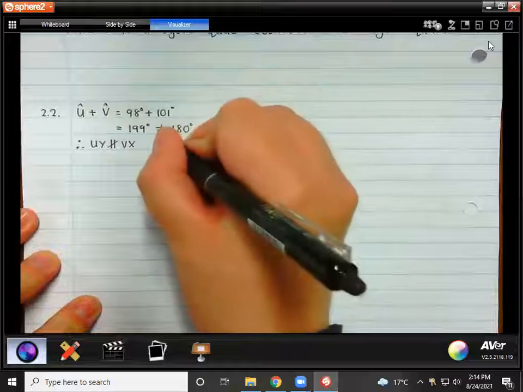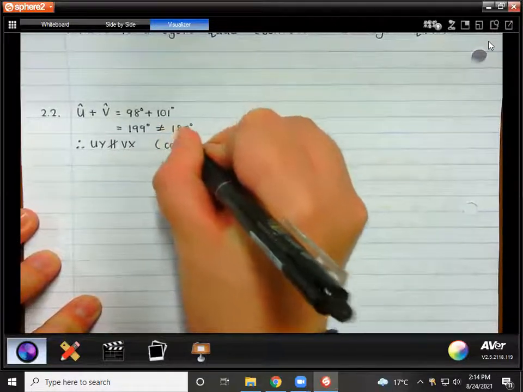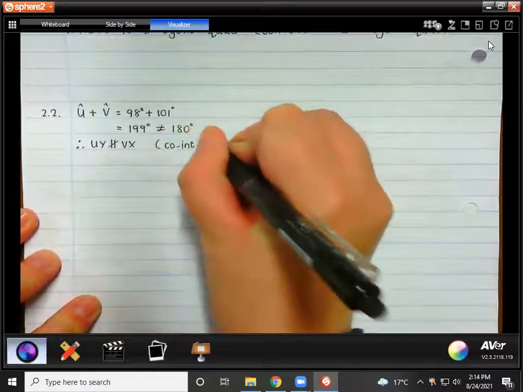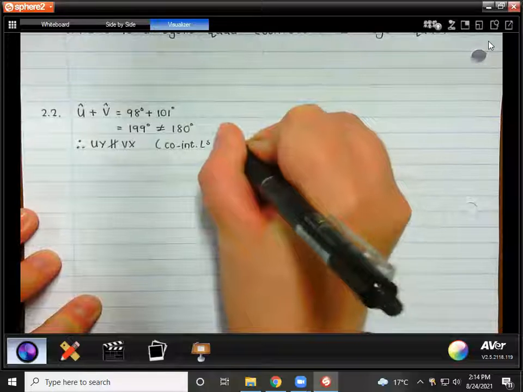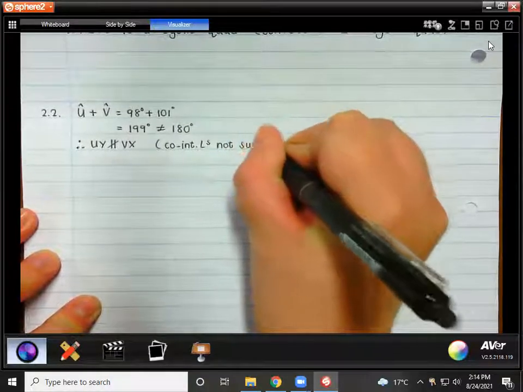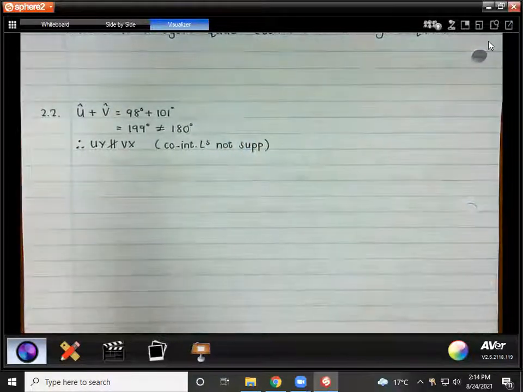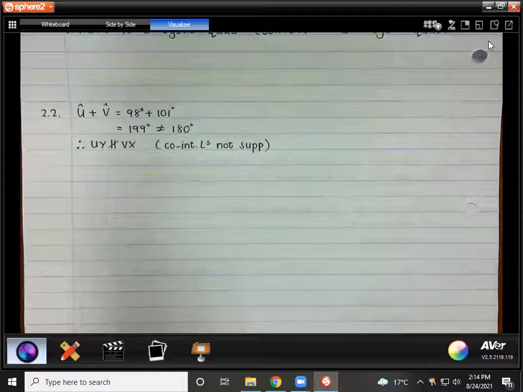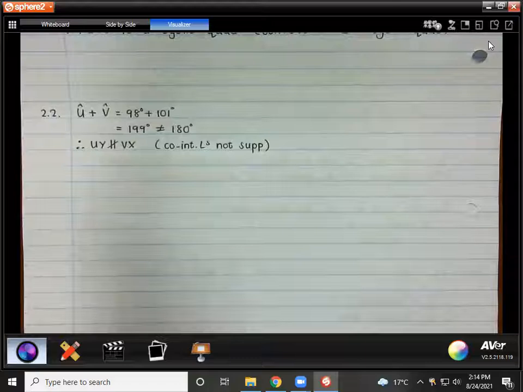And the reason for that would be co-interior angles not supplementary. You can use sup as an abbreviation. Yes, you could. So there were a few options there.